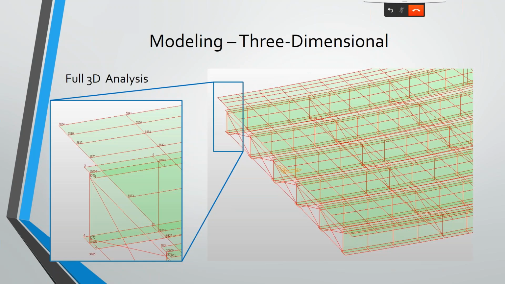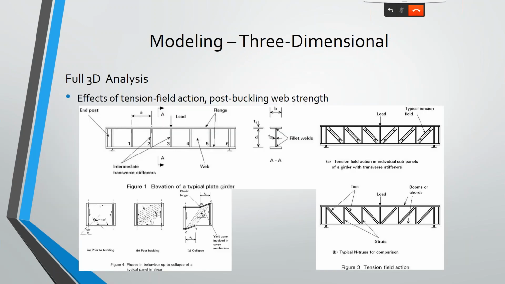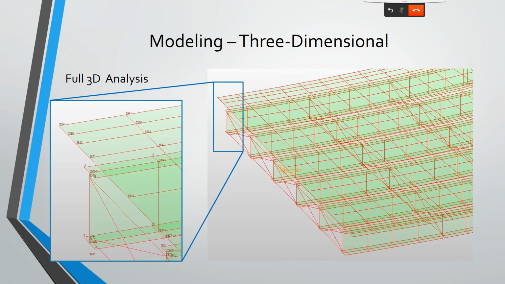Here's our model. One thing you will note is we have a single web element that's covering the entire height of that web. So if you're trying to really analyze tension field action, you need to break that up a bit more. But for the purposes of what we're doing with relatively shallow girders, it should be pretty much fine, and we're not really seeing shear issues, so it was less of a concern.